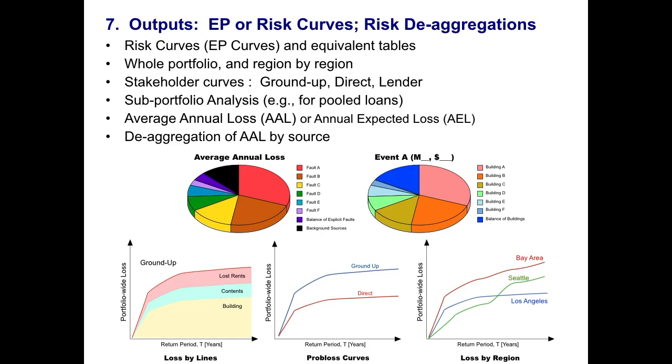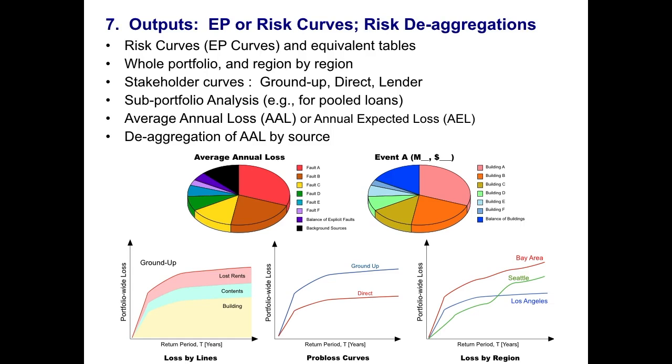We can compute average annual loss or annual expected loss. These are in some way related to the premium that would be required to offset the loss over the long term. And we can deaggregate the average annual loss by earthquake source. So we can see which faults are responsible for what part of the loss to the overall portfolio or any part of the portfolio. And all of these things help to tell us where the losses are coming from and where the owner or lender needs to be most careful.